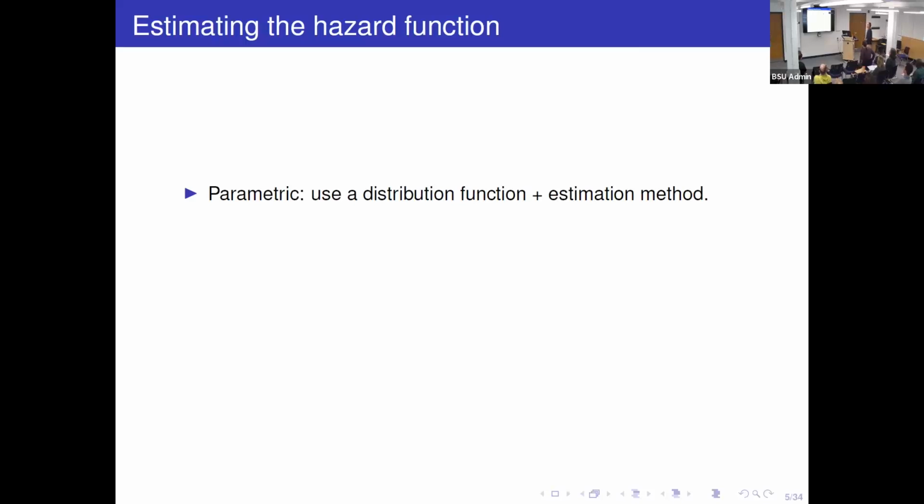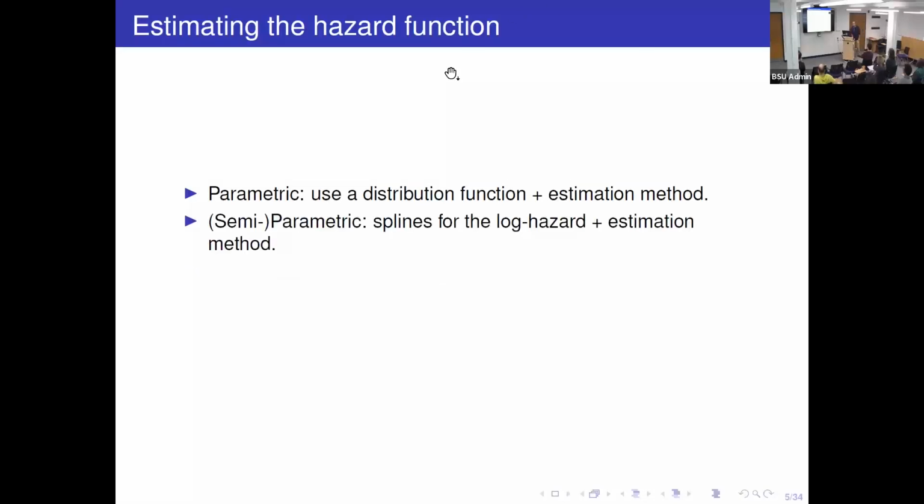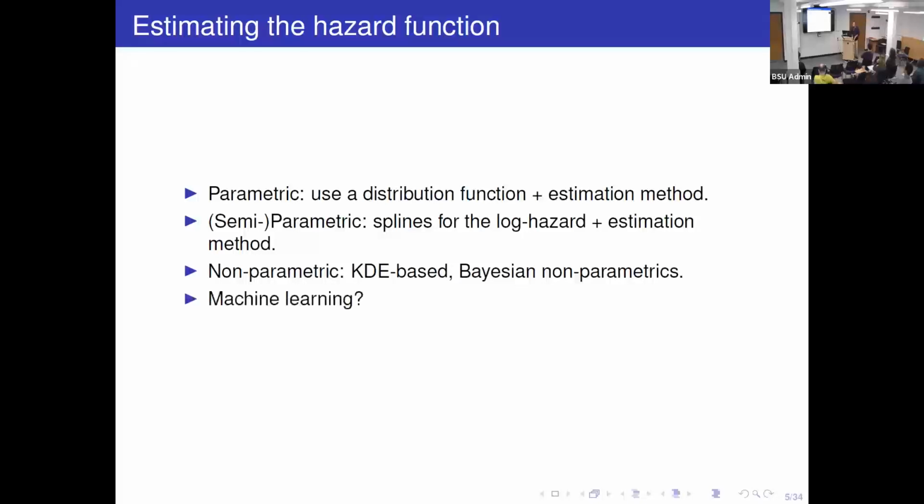So now how do we estimate the hazard function? If that's our interest, then of course there are parametric methods, fully parametric methods based on using a distribution plus your favorite estimation method. There are semi-parametric methods based on using some splines on the log hazard or the cumulative hazard function, etc. And then there are, of course, fully non-parametric methods based on KDEs or even Bayesian non-parametrics and so on.